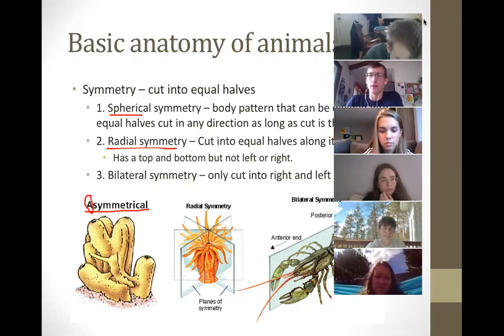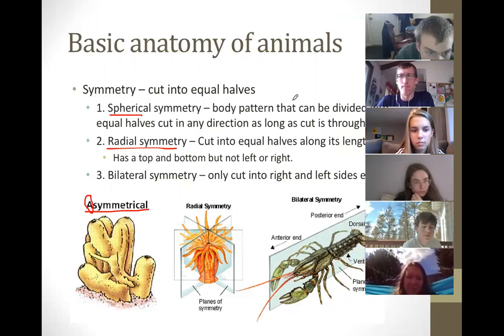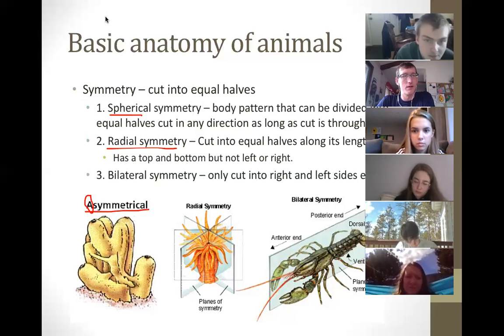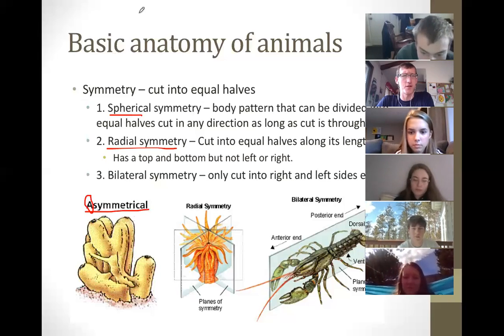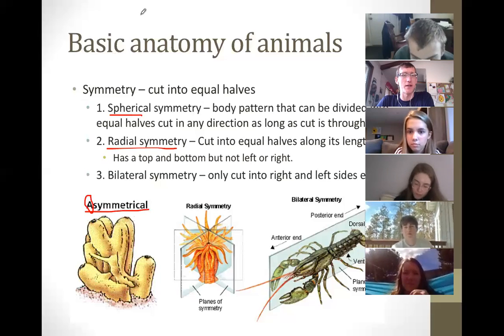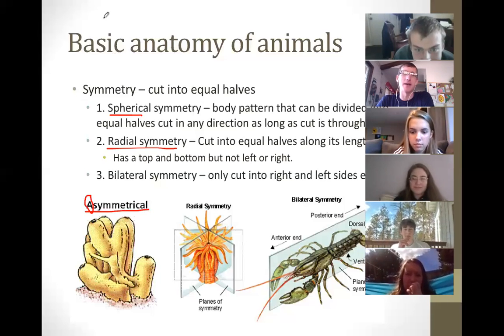What's the word radial remind you of? Type it in the chat box, holler it out. Radial, what's it remind you of? Nobody. Circle. A circle, a radius, right? So a radius is half the distance of a circle, right? Diameter is all the way across, radius is half. Okay, it's been a long time since I've done geometry. A radio. Thanks, Carson. Yeah, it does remind me of radio.